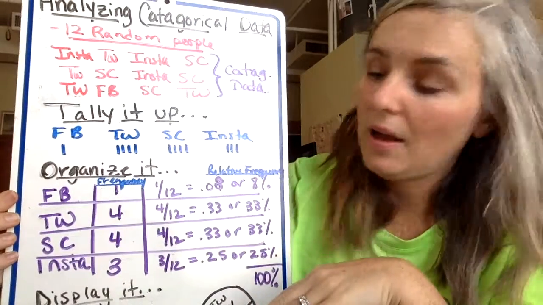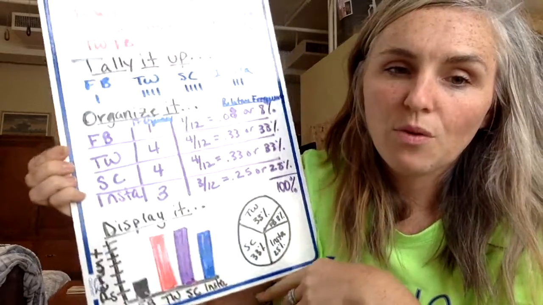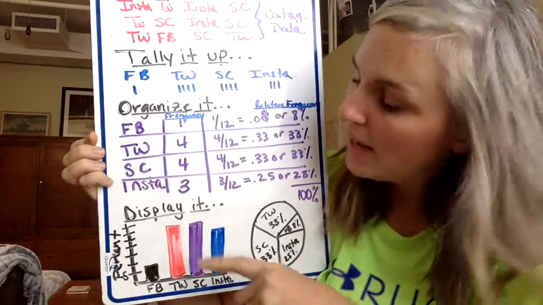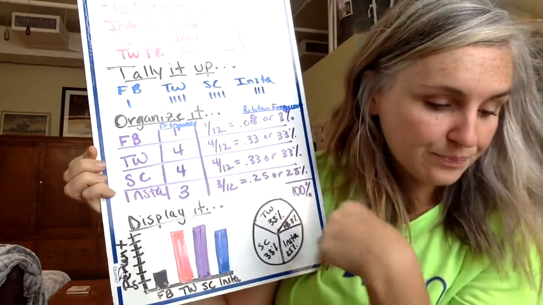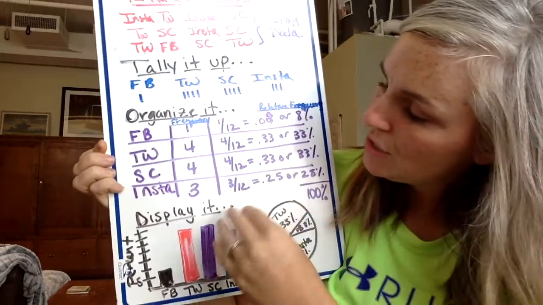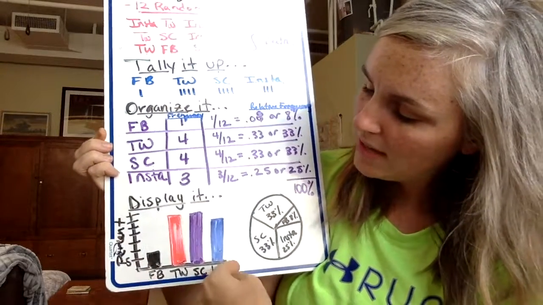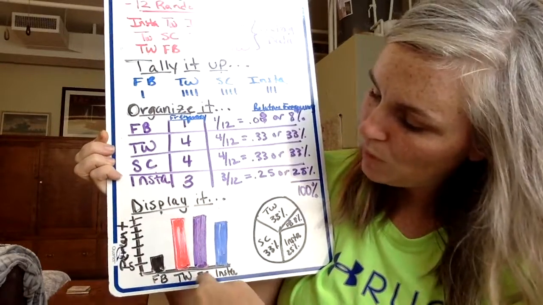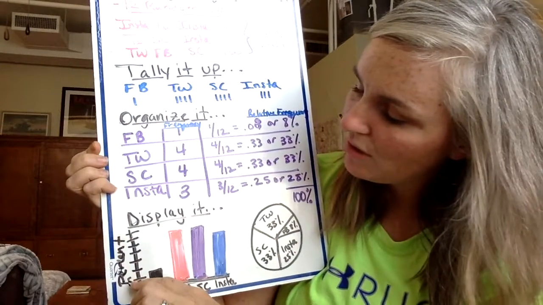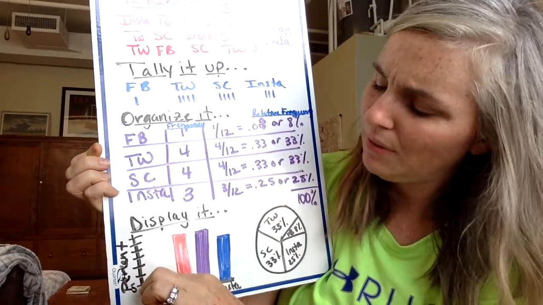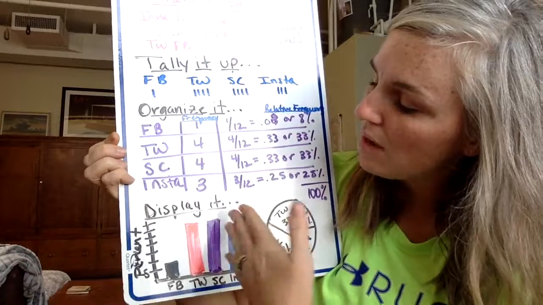then I probably want to display my data in some kind of graph. Two main graphs for one variable categorical data are a bar graph and a pie chart. So in order to do a bar graph, remember, be very descriptive. X-axis, Facebook, Twitter, Snapchat, Instagram. On the y-axis, the percents. I started at 5%, 10, 15, 20, 25, 30, 35% was enough.